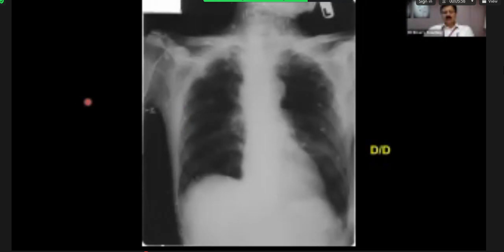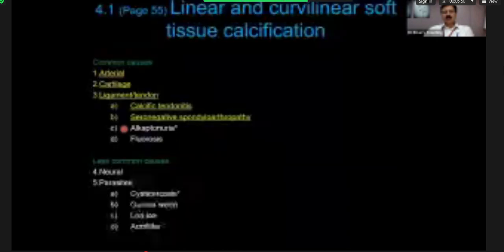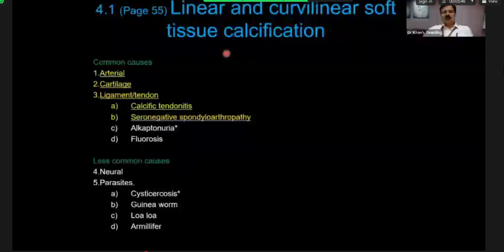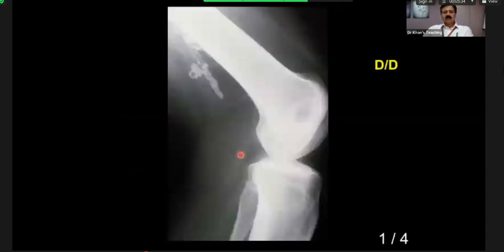Spot diagnosis. What is this? Cysticercosis. Excellent. So this is a case of cysticercosis, which has got multiple of these, and this is the calcification, linear and curvilinear soft tissue calcification, and with that, parasites, cysticercosis. Guinea worm is an exam case, loa, and this one. Last case of the day.